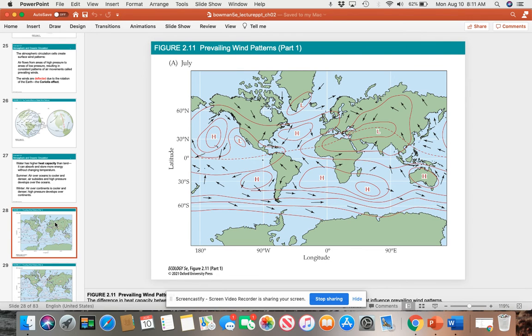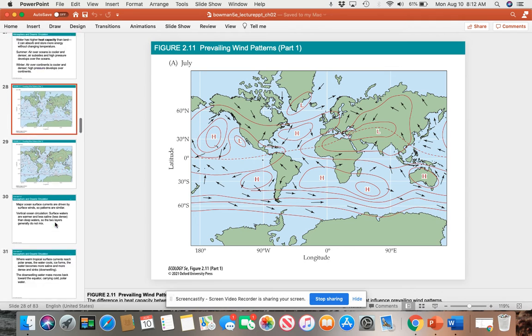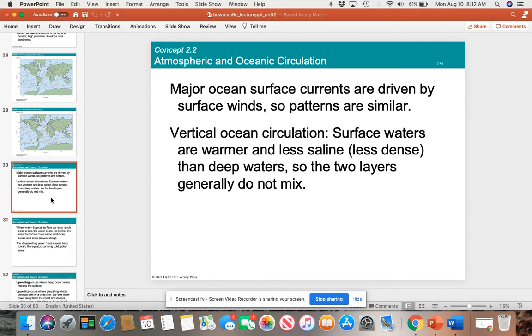You have areas of high and low pressures, but nevertheless, you have certain currents that are important to move the surface water. So, because of this wind circulation, the surface currents are driven by these winds.